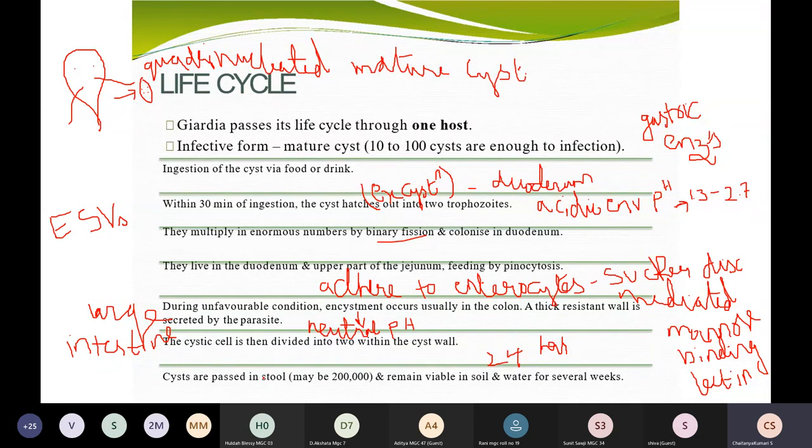Again, I'm just brushing up all the steps. Ingestion of the cyst via contaminated food or drink, or by putting contaminated hands into the mouth. Within 30 minutes of ingestion, the cyst will be transformed into 2 trophozoites by the process known as excystation, which occurs in the duodenum due to the acidic environment, where you can see a pH of about 1.3 to 2.7, due to the presence of gastric juices and pancreatic enzymes like chymotrypsin as well as trypsin.